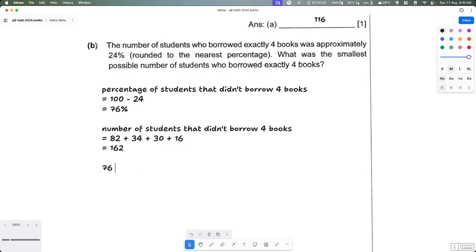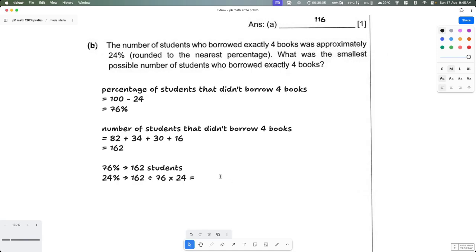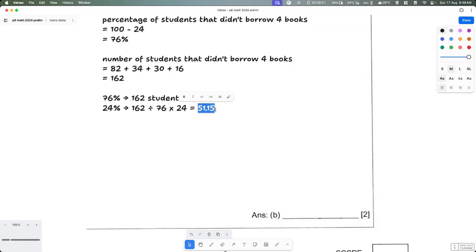So what was the smallest possible number? 76% is equal to 162 students. So 24% will be 162 divided by 76 times 24. Okay, let's see what the answer is. We get 51.15.